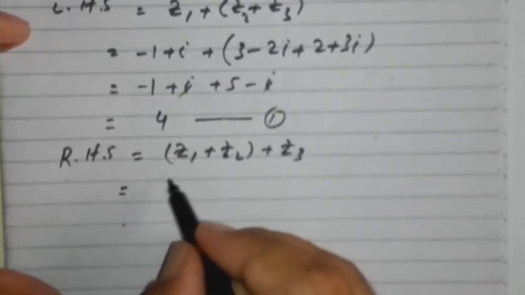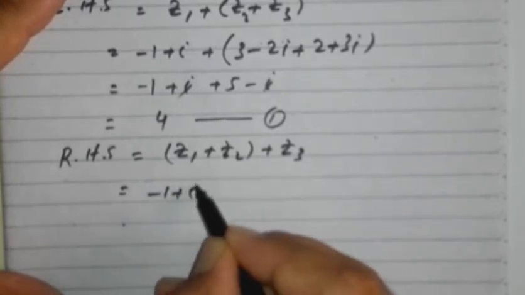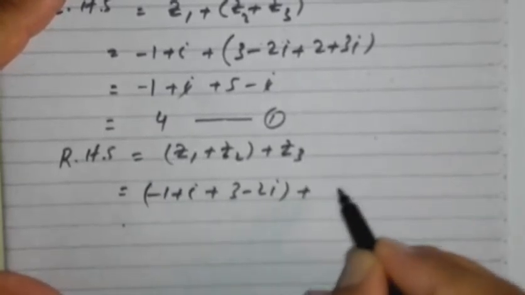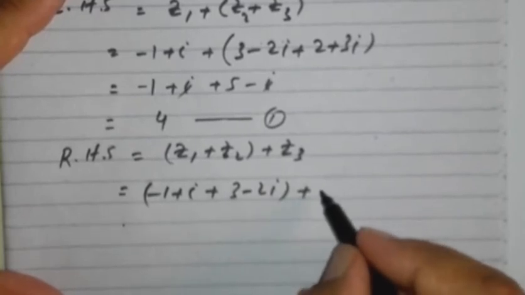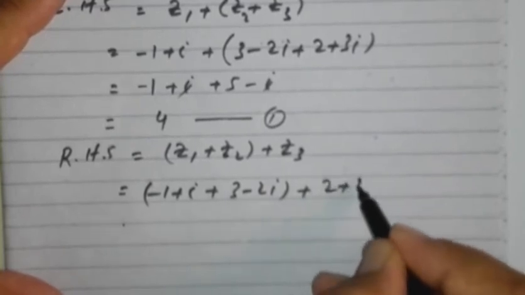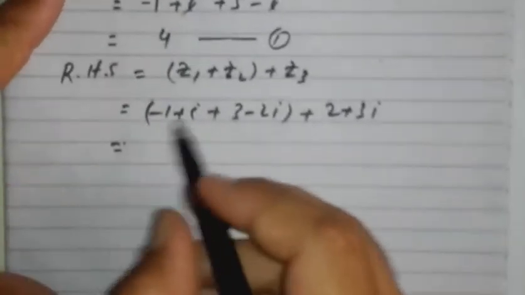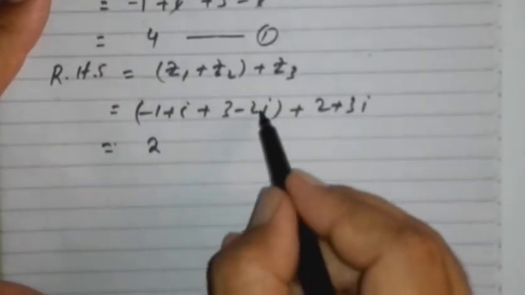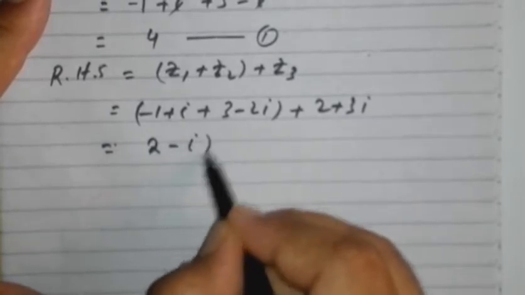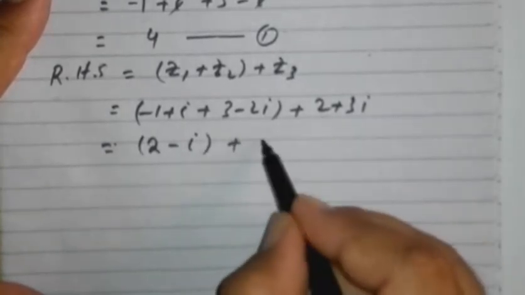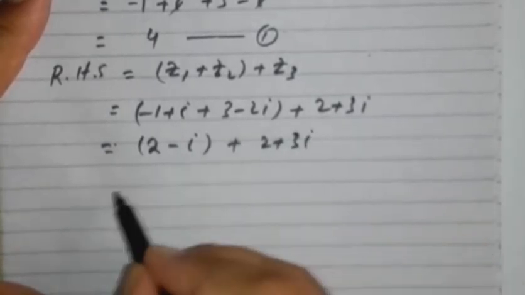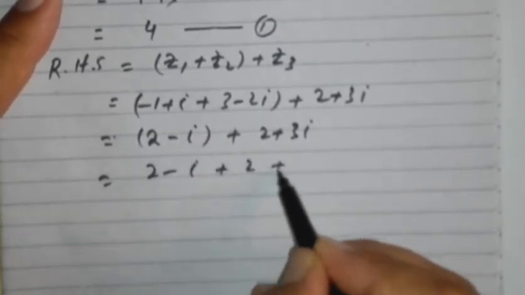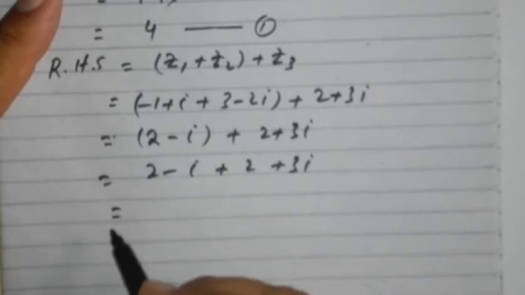So we can write first Z1, minus 1 plus iota, plus 3 minus 2 iota, bracket closed, then plus 2 plus 3 iota. Now look, 3 minus 1 we get 2, minus 2 iota plus iota we get minus iota, and plus 2 plus 3 iota. Now 2 minus iota plus 2 plus 3 iota.